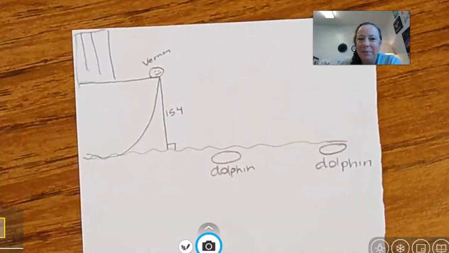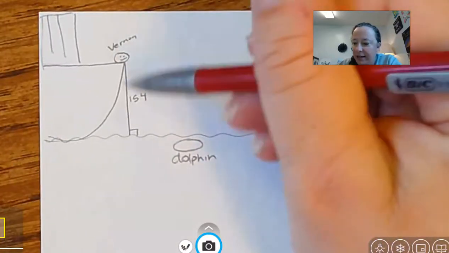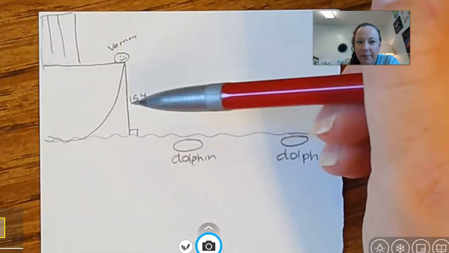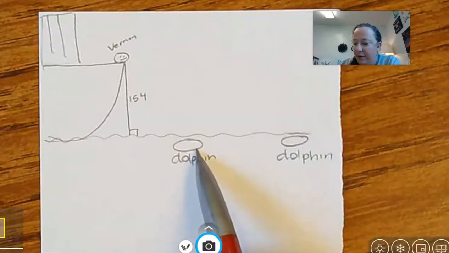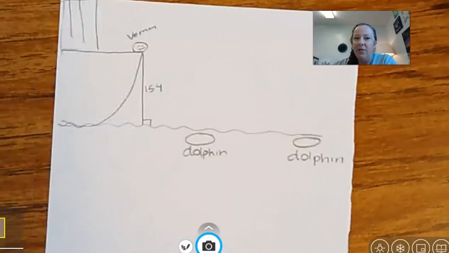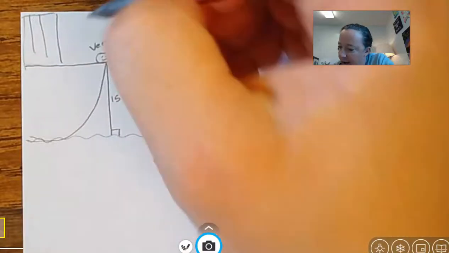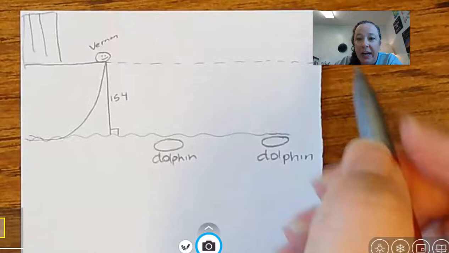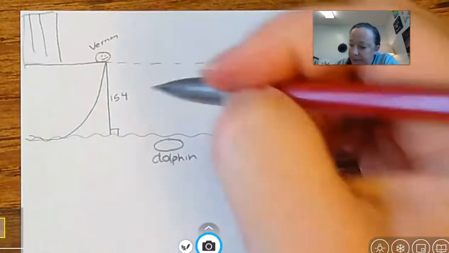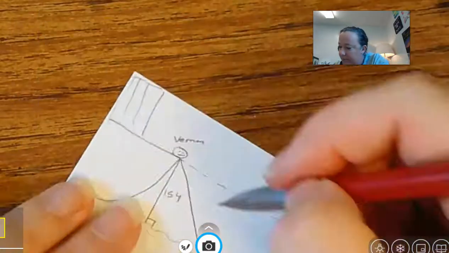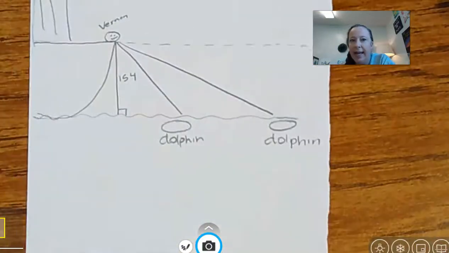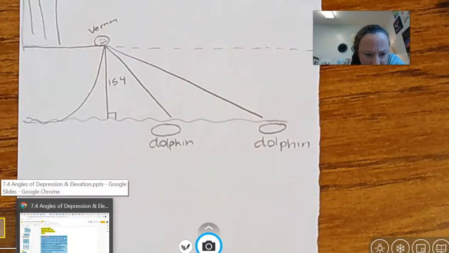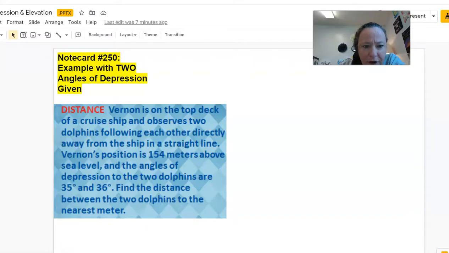All right, so here's my picture so far. Here's the cruise ship. Here's Vernon. He's 154 meters above sea level. Here's the sea. Here's Dolphin 1 and Dolphin 2. And it said that the angle of depression to the dolphin, so I need to draw my horizontal line, which is parallel with the water. And angles of depression come from a horizontal above. And I think it said 35 and 36. Let me just double check. Yeah, 35 and 36 degrees.